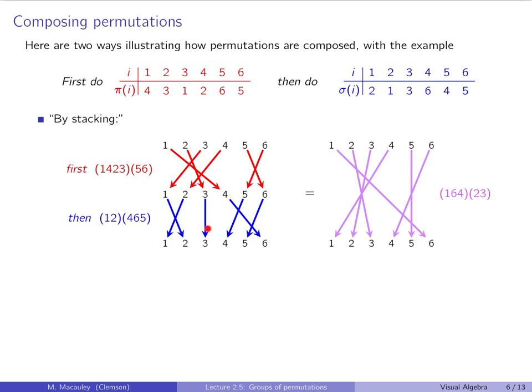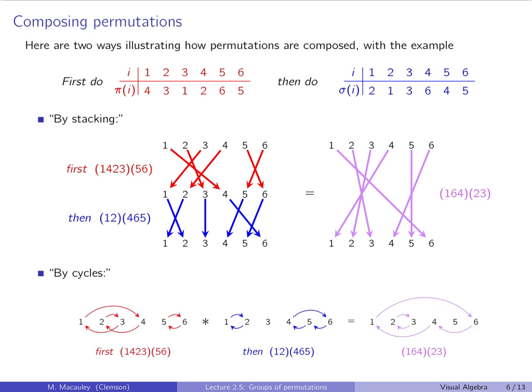2 goes to 3, which goes to 3. So 2 goes to 3. 3 goes to 1, which goes to 2. So 3 goes to 2. 4 goes to 2, which goes to 1. So 4 goes to 1, and so forth. Notice here 5 goes to 6, which goes to 5. So 5 goes to 5. There's a fixed point.